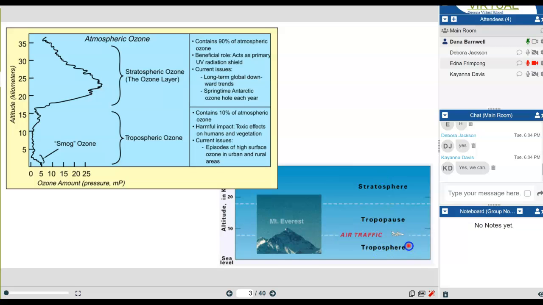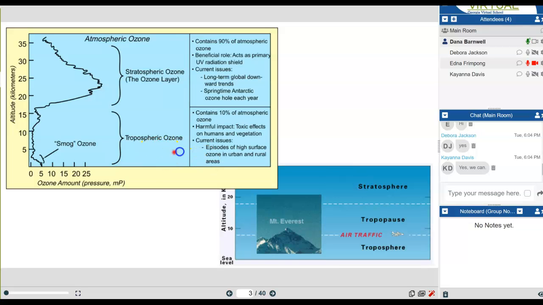When we think about air traffic, this is again an altitude. This is about the area where we're going to have air traffic, when we are flying. So this area in here is where we're going to be focusing most of our attention today, in the troposphere, but there is going to be a subject content when we talk about ozone when we reference the stratosphere and what stratospheric ozone does for us.